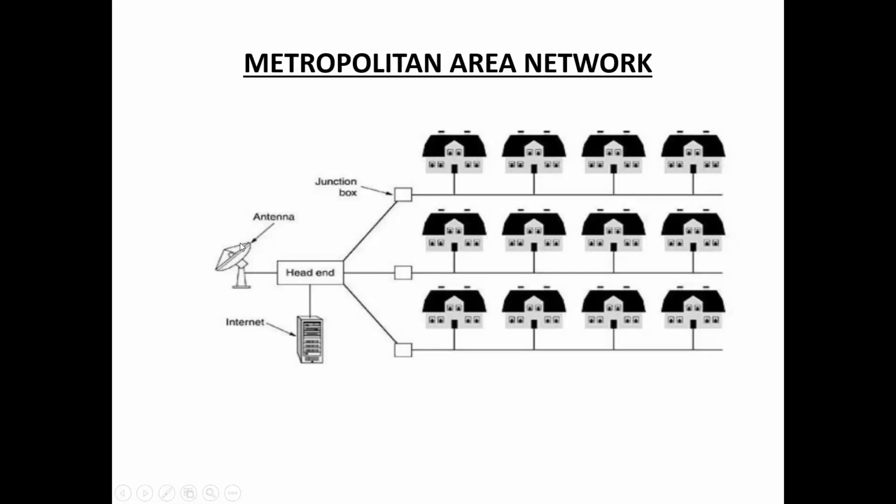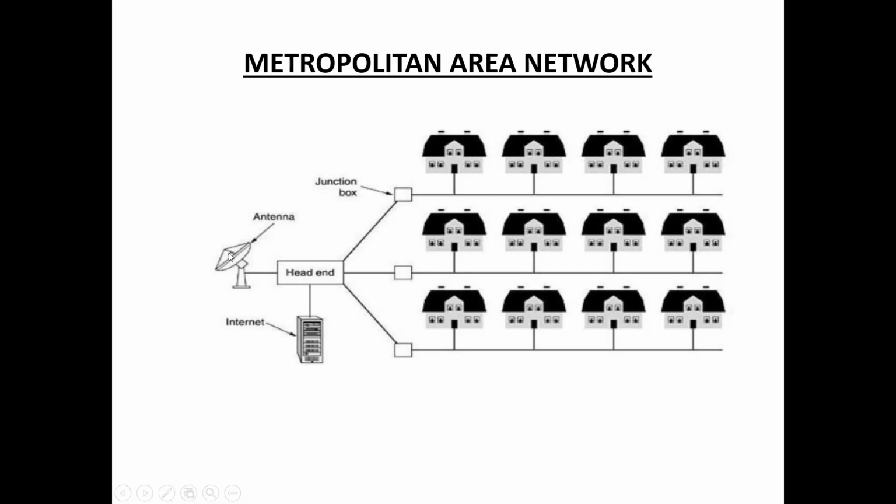So first there is one antenna. That antenna was placed on the top of the hill, and then that signal was piped to the subscribers' houses through the head end. This head end is the mediator between the internet and the antenna. See here in this diagram.